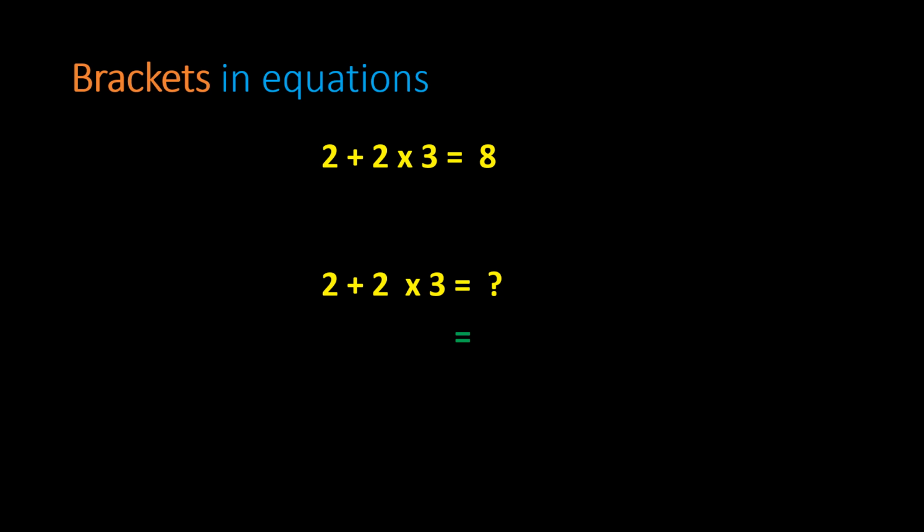Let's have brackets in equations. You have 2 plus 2 times 3 equals 8. But what if I put brackets around 2 plus 2? Using BIDMAS rule, we have to do the numbers in the brackets first. So 2 plus 2 is 4 times 3 is 12.